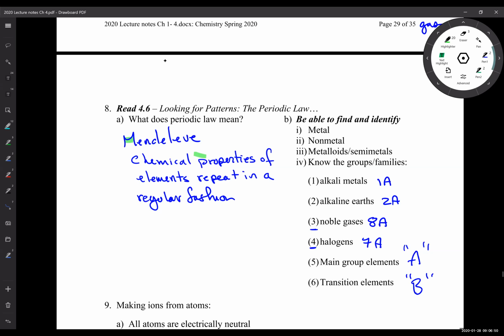So the story goes. And what he did was he took all the elements that had similar chemical properties and he lined them up like this. Now, he knew how much each element weighed and stuff like that, but then he realized, oh, if I just put this on top of this, then all these properties line up.